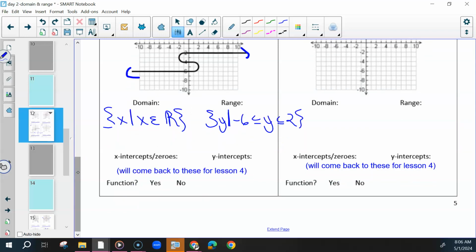X-intercepts, does it have any? No. No, so we can put NA. Y-intercepts, it has 3 different ones. 0, 2, 2, -4, -6. Is this a function? It does not pass the vertical line test.